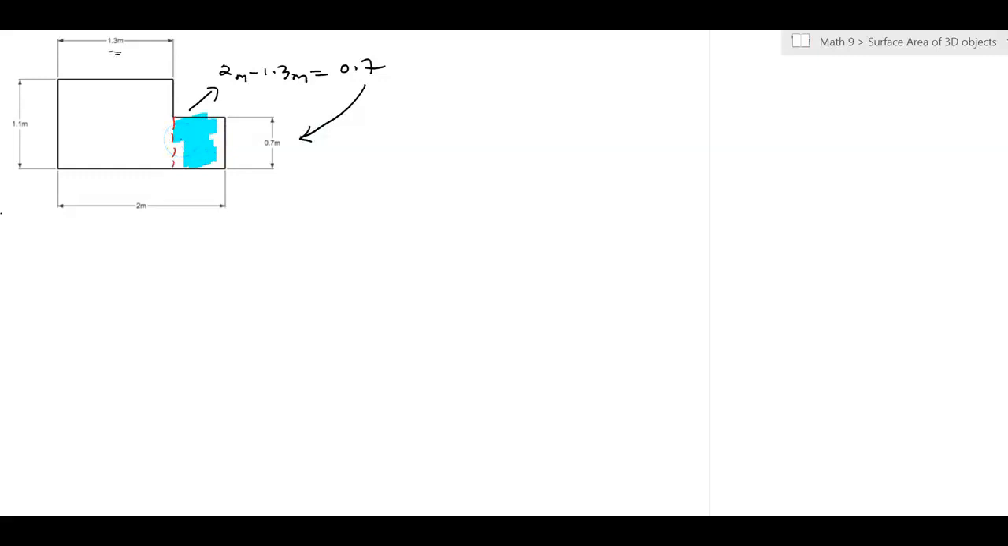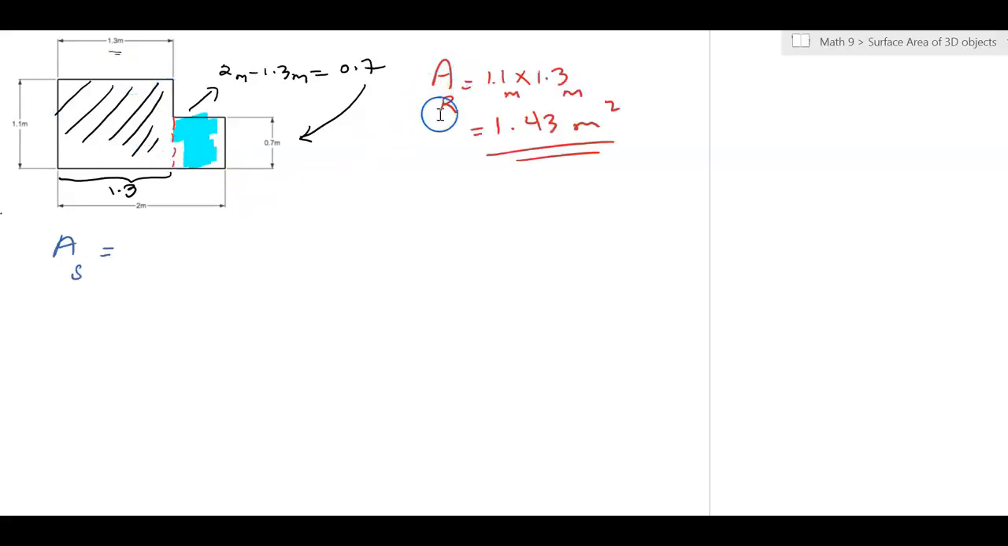Excellent. So we have that, and we know that this distance right there is 1.3. Now we're going to add the area of this rectangle with the area of the square. Let's do that and then come back. So the area of the rectangle, right there, is 1.1 times 1.3, length times width, that would be 1.43 meters squared. You can use a calculator to do that.